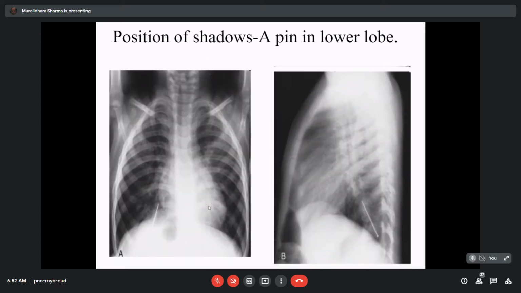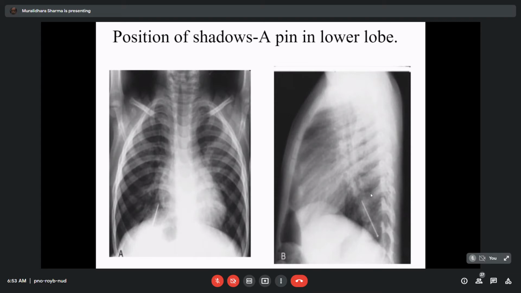Now, foreign bodies, when they are present in the shadows, again you need a lot of common sense to make out whether they are within the lung tissue or outside the lung tissue, and so on. There can be lots of confusion. You have an image here, and in such a situation, multiple views are necessary. Multiple views. Now we have an AP and lateral view here.